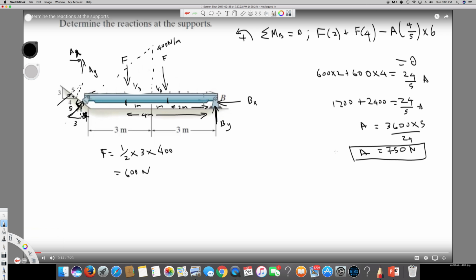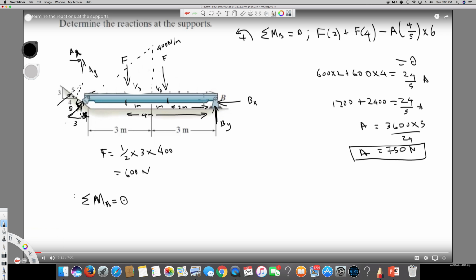So since we have A, we can calculate AY and AX. But let's find the B components. So determine the reactions at the supports. Okay, let's do the B components. So to find the B components, I have to take the moment around A. So if I take the moment around A, the total moment is going to be 0 in statics.